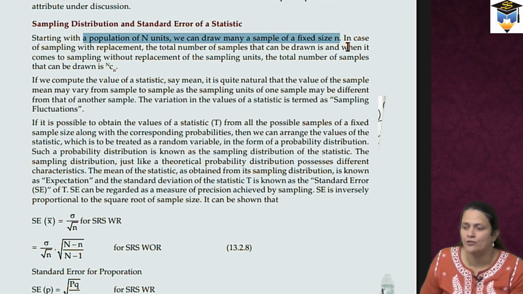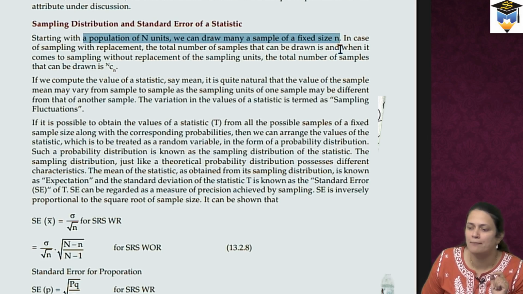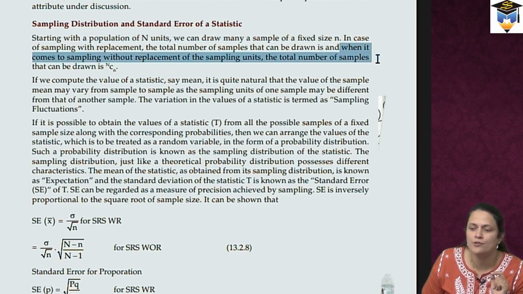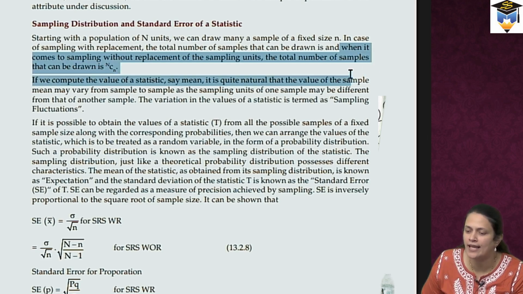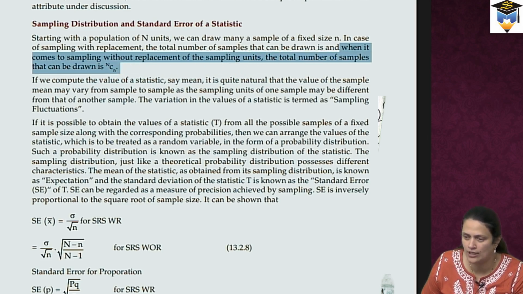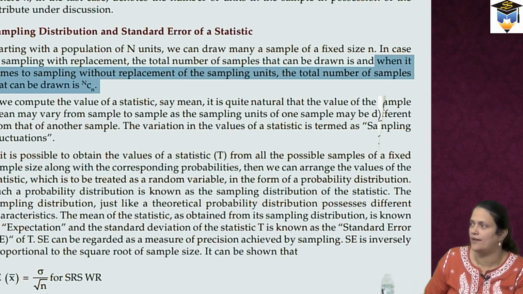So now, after this write down, when it comes to sampling without replacement of the sampling units, then the total number of samples can be NCn. See this part. Then the total number of samples will be NCn.